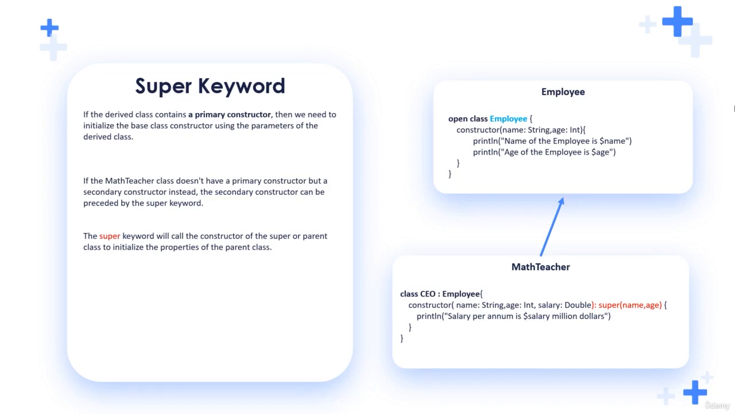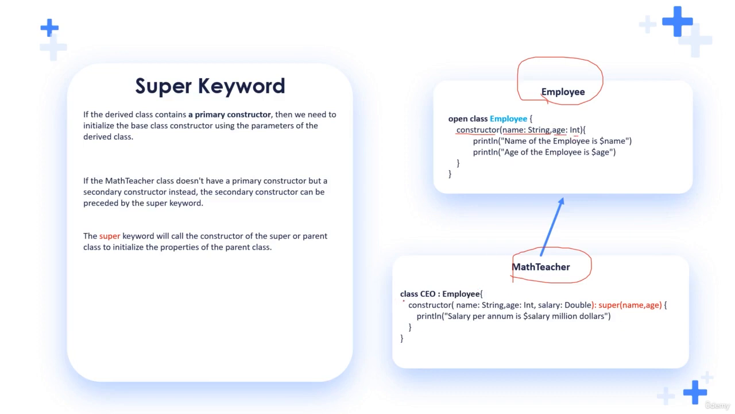The super keyword will call the constructor of the super or parent class to initialize the properties of the parent class. In this example, we have the employee here as a super class and the math teacher as a subclass. We see that in the super class, we have a constructor which takes as parameters name as a string and age as an integer.